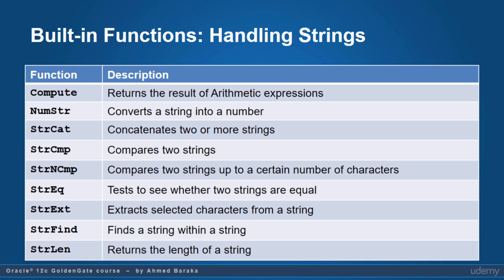Oracle Golden Gate has a list of functions to handle string data. Compute is probably the special function among them, but it is used to perform arithmetic operations. I think you would be familiar with the rest of the functions because they are similar to the functions that you would see in SQL language to handle string data. As you can see in the list, we have functions to convert a string into number, concatenate two or more strings, make a comparison between two strings, extract specific character from a string, find a character or more in a string, and obtain the number of characters in a string.